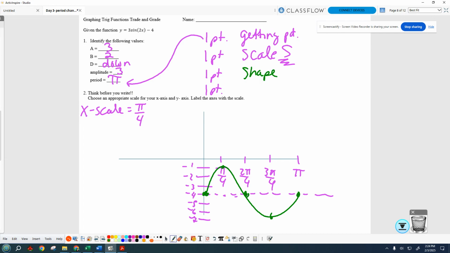You get 1 point for the general shape. It is a sine curve, not a cosine curve. It's not reflected. It has a round curve. The curves look symmetric. There's an equal amount of bubble up as a bubble down. So 1 point for that.